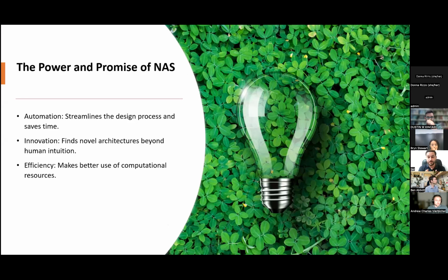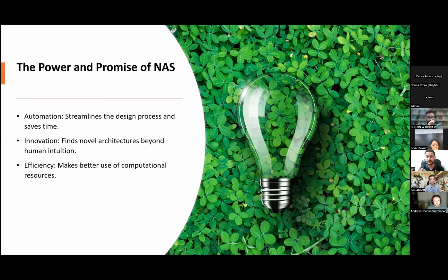So NAS is truly transforming our field. It automates and simplifies neural network design, saving us time. It's like upgrading from manual to digital design. NAS also fosters innovation, discovering new effective network designs that might be overlooked manually.